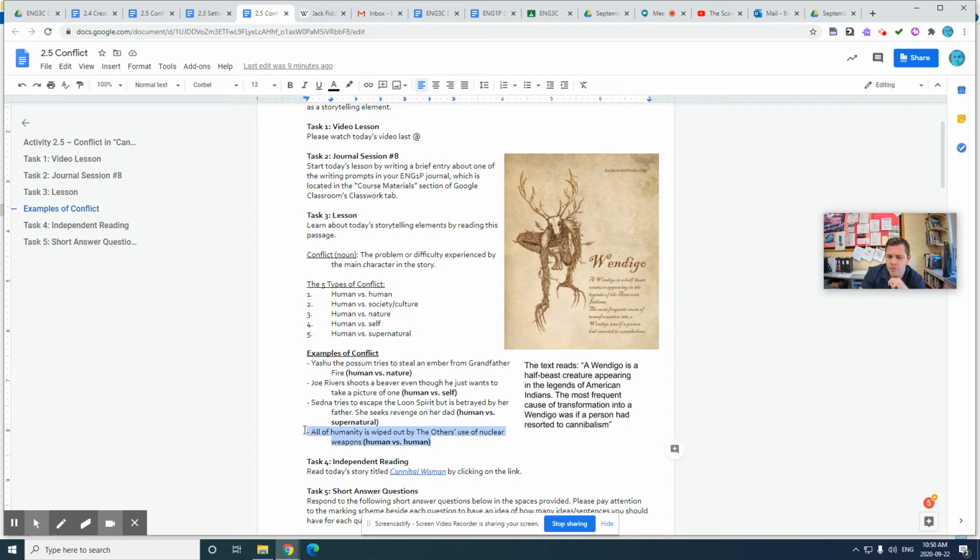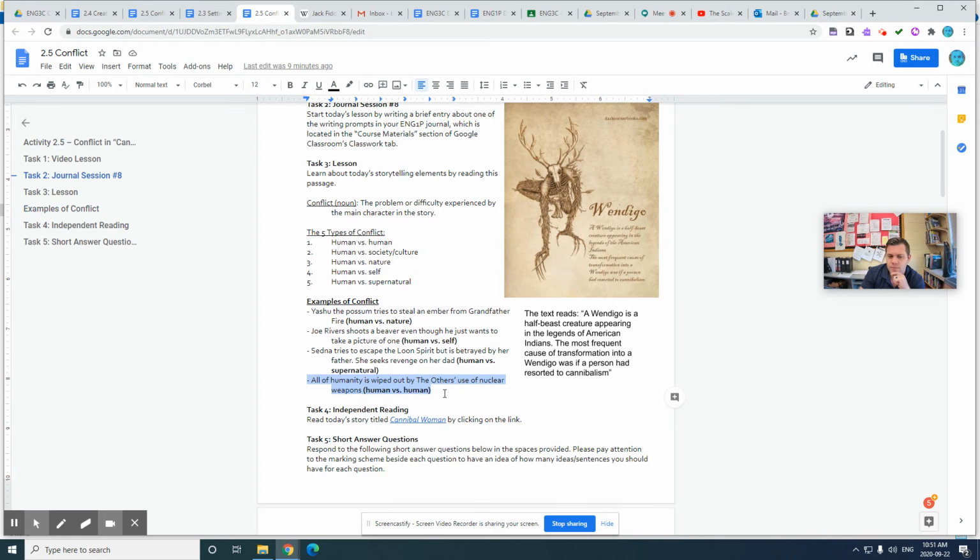And then finally, all of humanity is wiped out by the others' use of nuclear weapons. That's an example of humans destroying humans. Therefore, it's human versus human conflict.